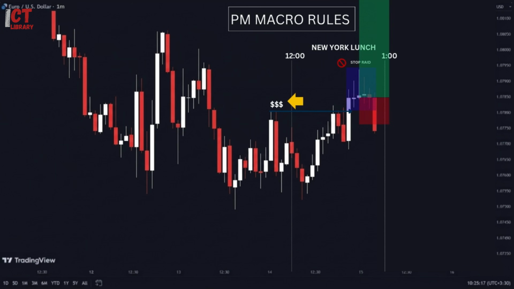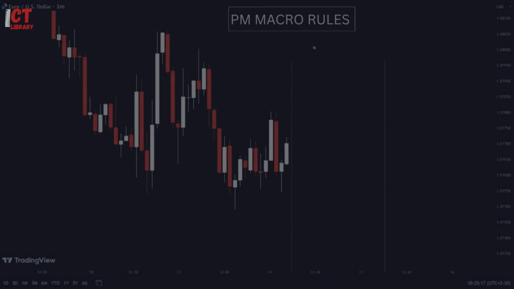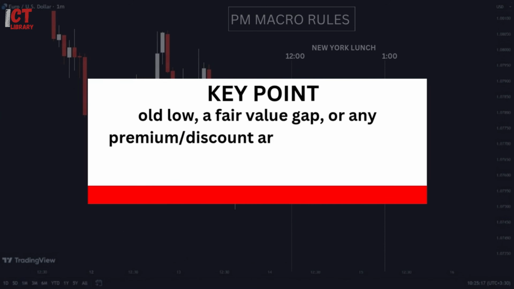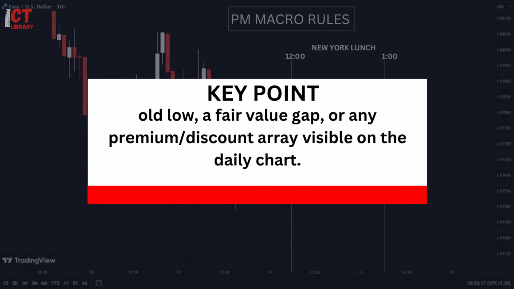What are those orders? Buy-side liquidity. The counterparty to their shorts requires buying interest. The algorithm engineers that buying interest and runs price up here. Smart money then goes short at these levels, expecting to cover a portion back toward an old low, a fair value gap, or any premium, discount array visible on the daily chart. Later in this video I'll show you something important about staying disciplined with the model.